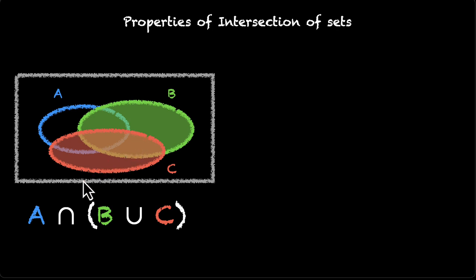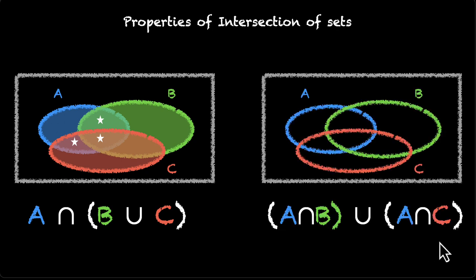And now we'll take the intersection of this with A. Let's look at what's common between this shaded region and the blue region. We have this, this and this. All three of them are common between A and this region. And this property says that there is another way to write this. I like to think about it as expanding it. So if you expand it, this is what you get.